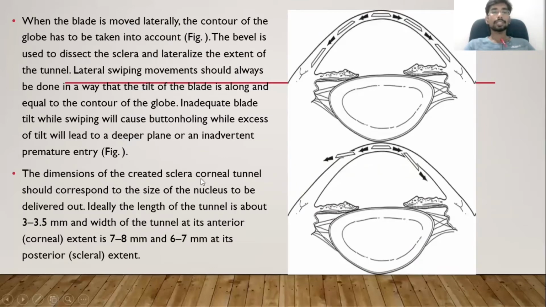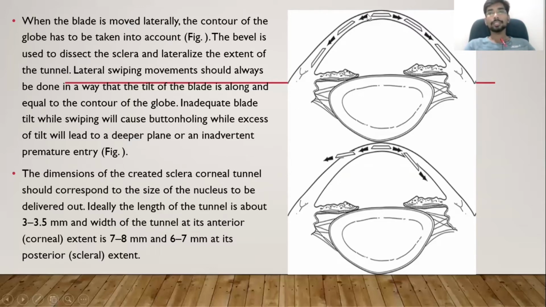Dimensions of the created scleral tunnel should correspond to the size of the nucleus to be delivered out. Ideally, length of the tunnel is about 3 to 3.5 mm and width of the tunnel at its anterior corneal extent is 7 to 8 mm and 6 to 7 mm at its posterior scleral extent.